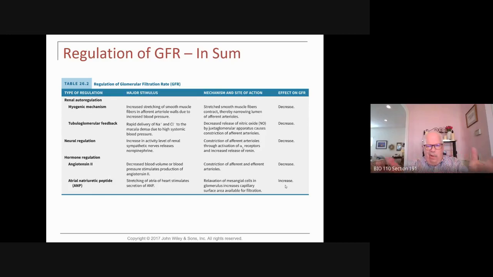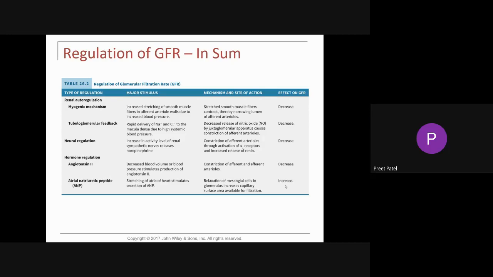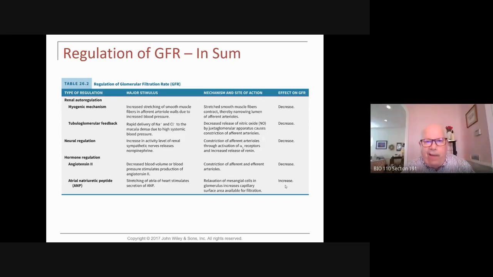Let me give you an example. Or let me ask you a question. Let me ask Preet. When you drink too much fluid, say you drink 3 gallons of water, do you make more urine or less urine? More. If you make more urine, does your GFR increase or decrease?